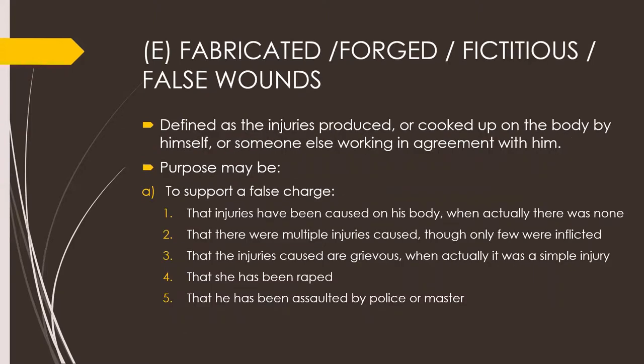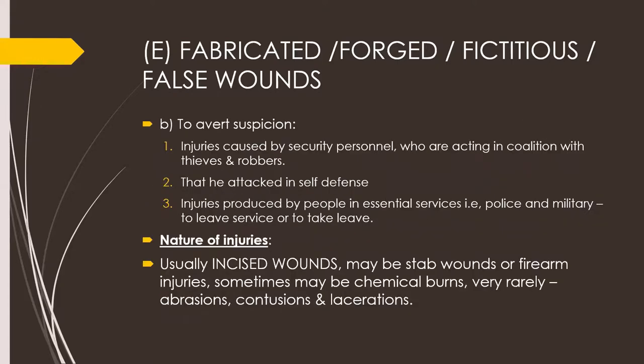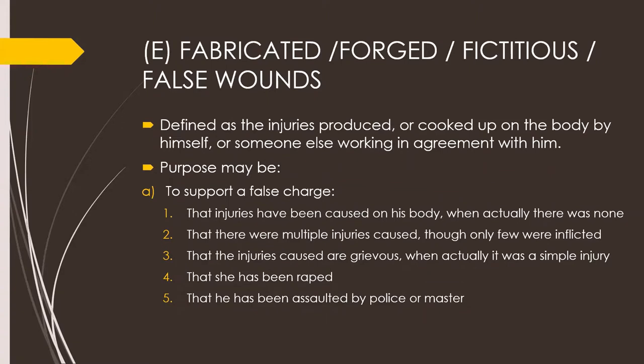Fabricated, forged, fictitious, or false wounds are defined as injuries that are produced or cooked up on the body by himself or someone else working in agreement with him. So the purpose of fabricated wounds may be to support a false charge or to avert suspicion. So to support a false charge, injuries may be caused on his body when actually there was nothing. And sometimes multiple injuries may be caused, though only a few were inflicted by the accused. And the injuries caused may be grievous when actually it was a simple injury. So the basic injury that was inflicted by the assailant may be a simple injury, and he may convert it to a grievous injury by fabricating the wound.